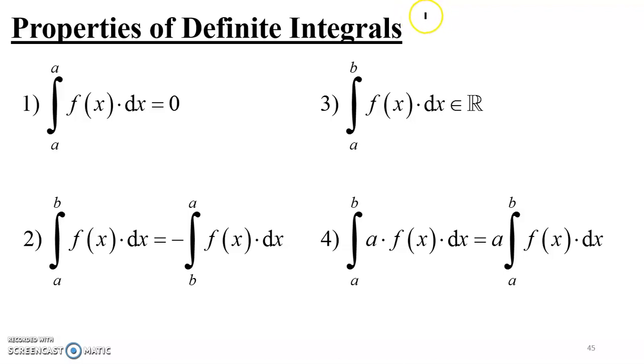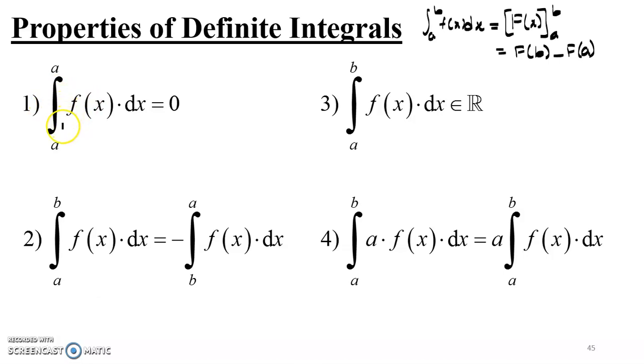Now, let me start by recalling the integral of f of x between a and b, where a and b is a subset of the domain of the function where the function is continuous. If capital F of x is an antiderivative of small f of x between a and b, the definite integral would actually be capital F of b minus capital F of a. So this is how we'd evaluate the definite integral over the interval ab.